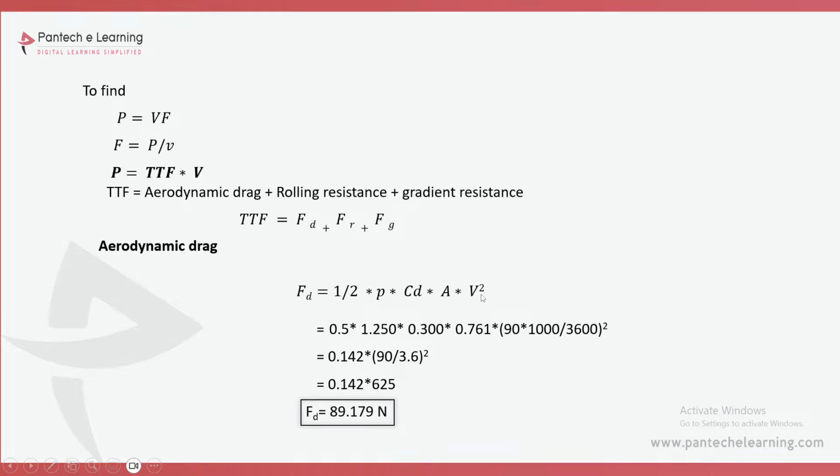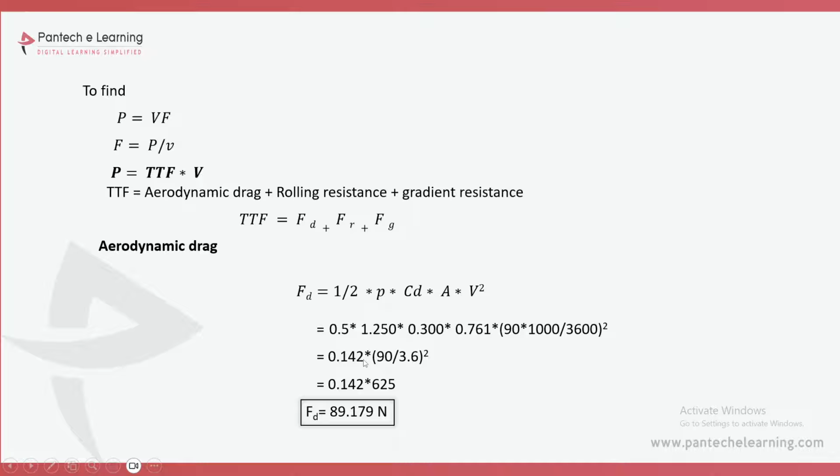For V square, because V is in kilometer per hour, I want to convert it into meter per second. Kilometer to meter, I just consider the kilo as thousand, so 90 into 1000. Next is hour: hour to minutes 60, minutes to seconds 60. So 60 cross 60 is 3600 seconds. So the whole square I can put. Now simplify this and multiply these values.